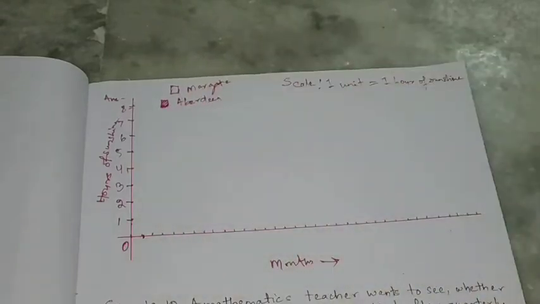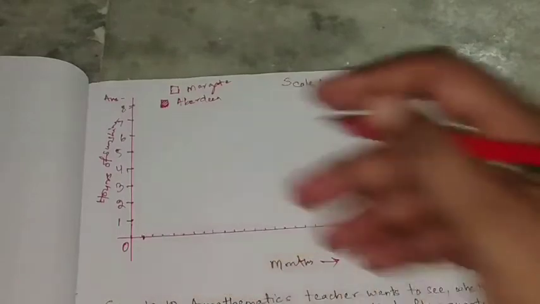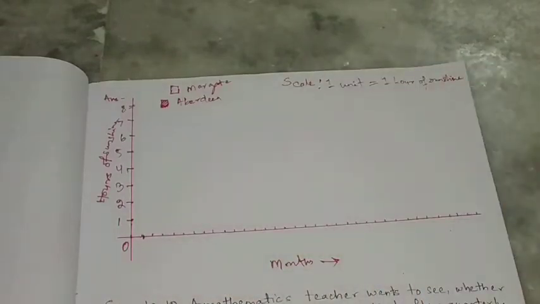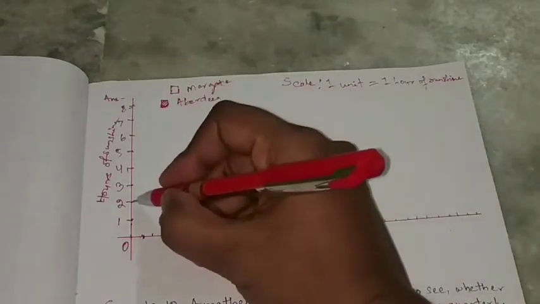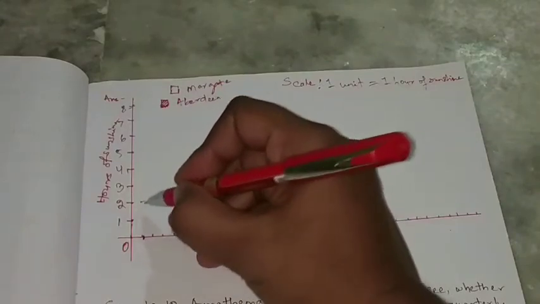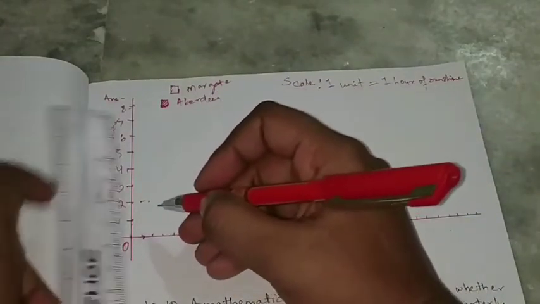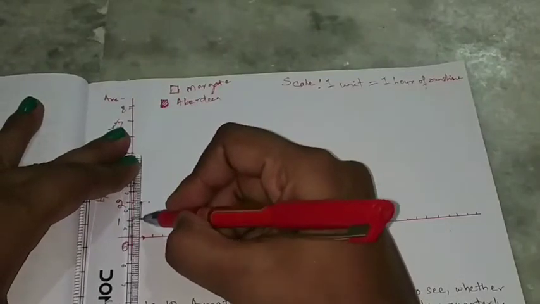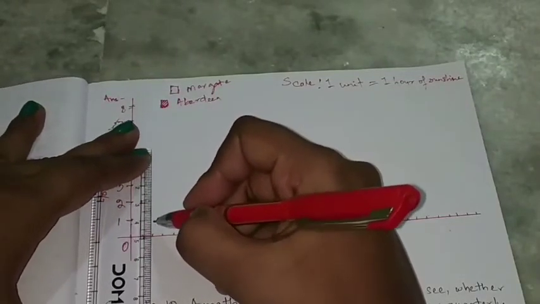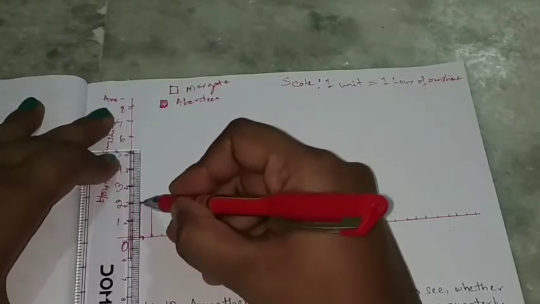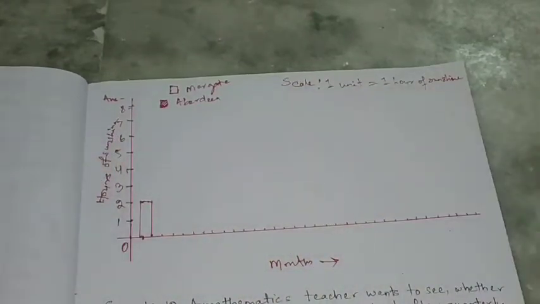Let's make. So in January, first is January. In January, in Margaret, the average hours of sunshine is 2 hours. So where is 2? Here is 2. So I'll mark it 2, and what I'll do? I'll make the bar like this. Okay.